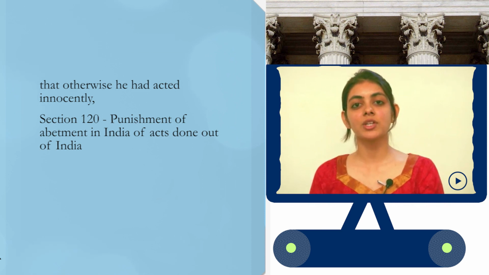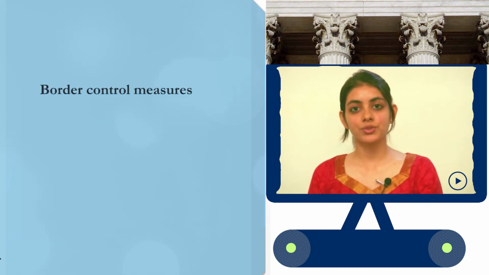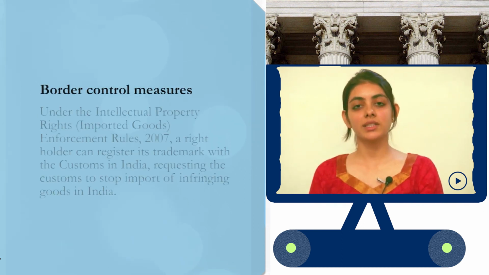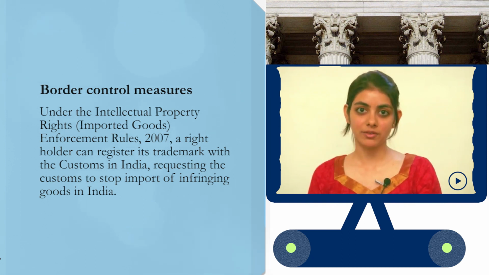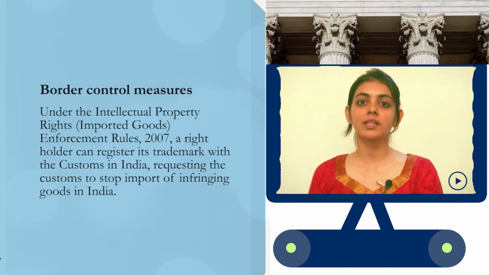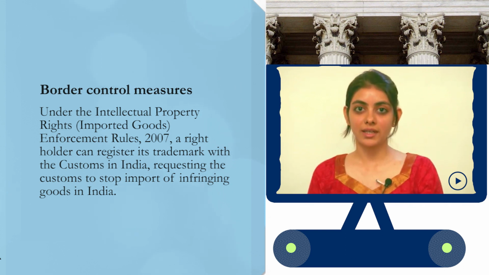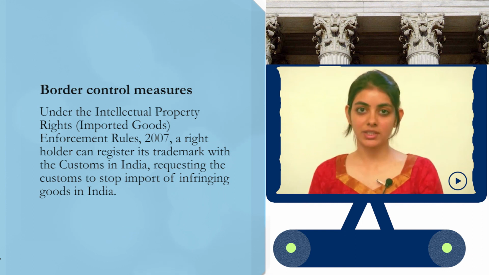We will briefly touch on a third kind of remedy that is available to right holders in India. These are the border control measures. Under the Intellectual Property Rights Imported Goods Enforcement Rules 2007, a right holder can record or register its rights with the customs. The customs in return will identify infringing goods or suspicious goods and inform the right holder to take action. We will now summarize the module for today.